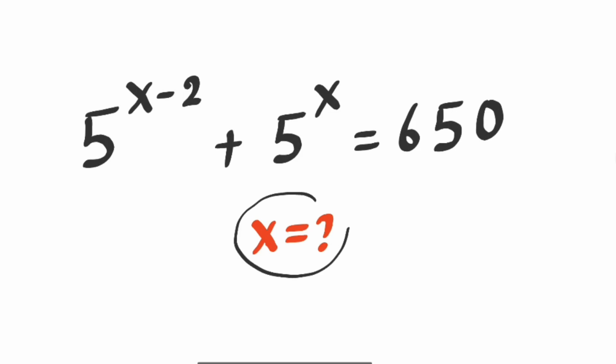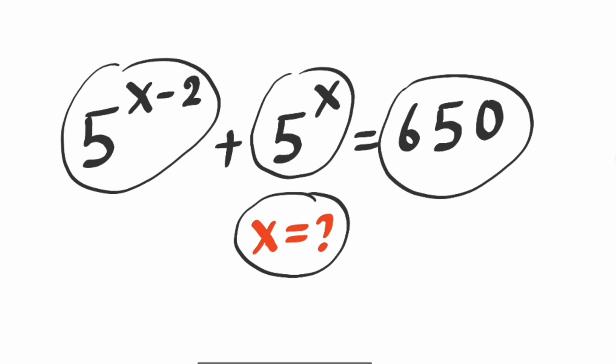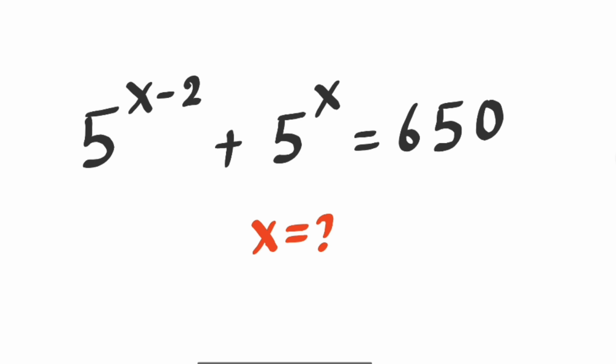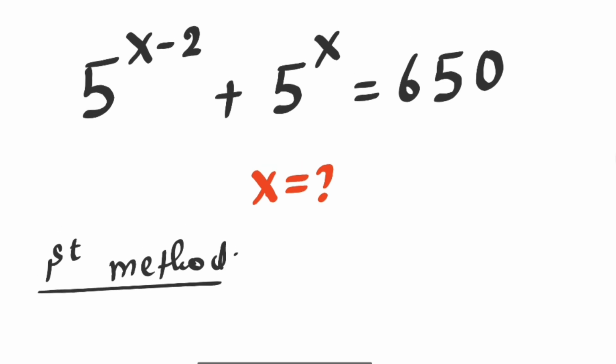Let us solve for s given 5 raised to power s minus 2 plus 5 raised to power s is equal to 650. We're going to solve this problem in two different ways. Then first method. Here we have 5 raised to power s minus 2 plus 5 raised to power s is equal to 650.